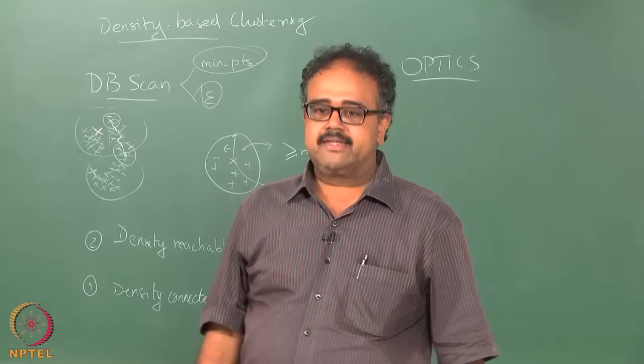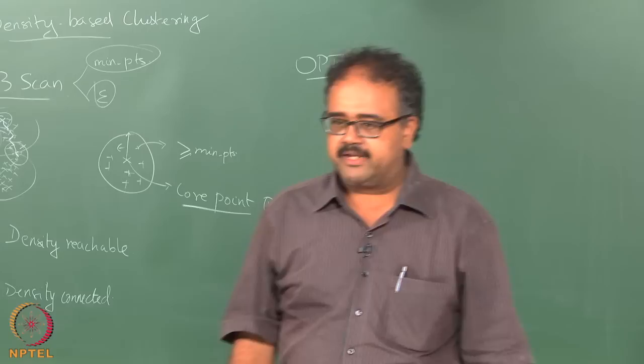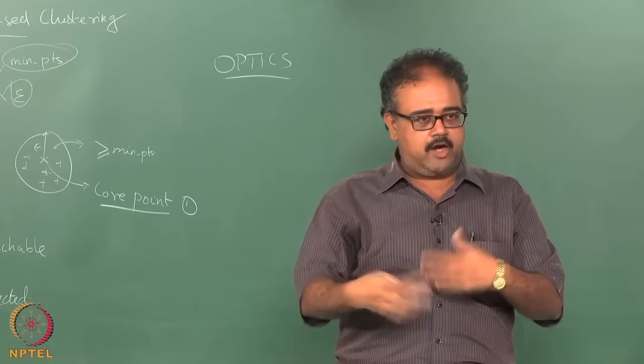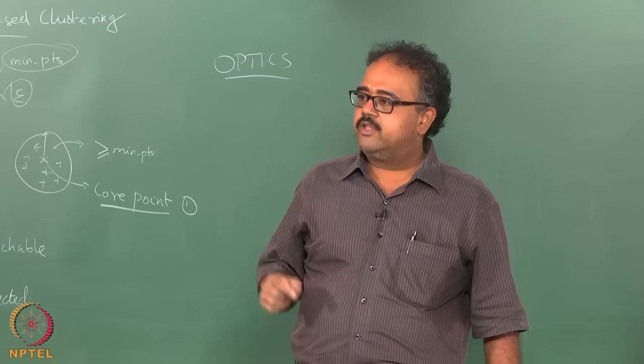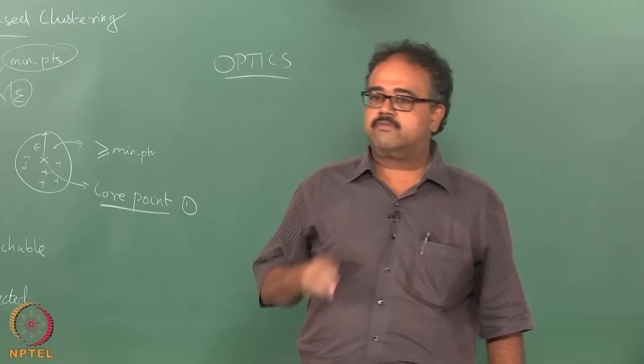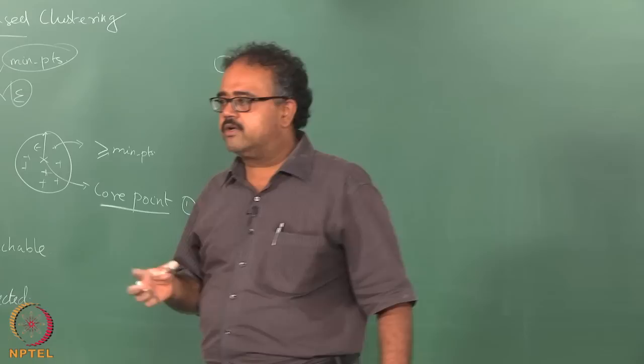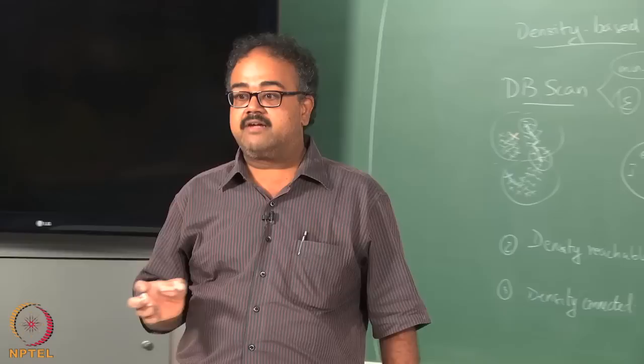The second thing is, suppose I want to vary epsilon and run the clustering again, I basically have to do it all over from the beginning. So what OPTICS does is give you a clever way of ordering your data points such that for different values of epsilon, you can recover the clusters very quickly. The value of min points is fixed, but epsilon changes. It gives you a way of ordering your scan through the data such that for different values of epsilon, I can recover the clusters very quickly. It is a really cool idea.